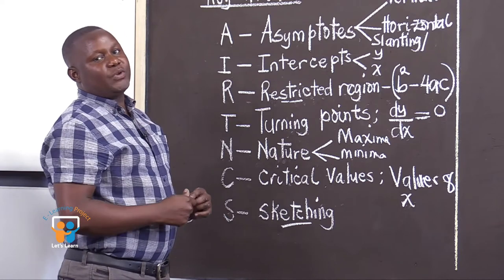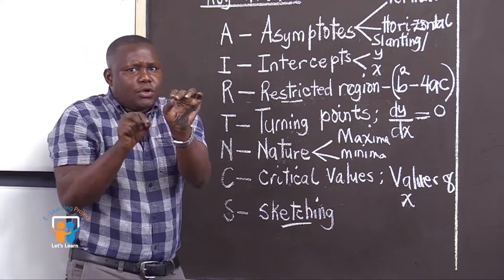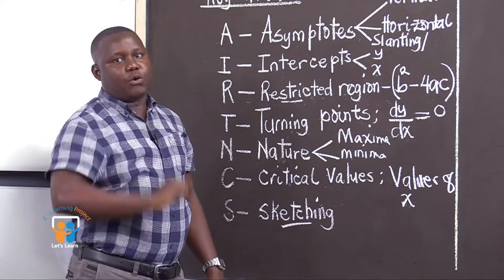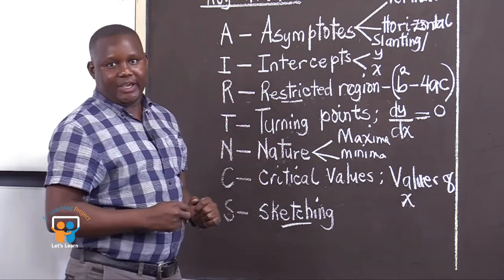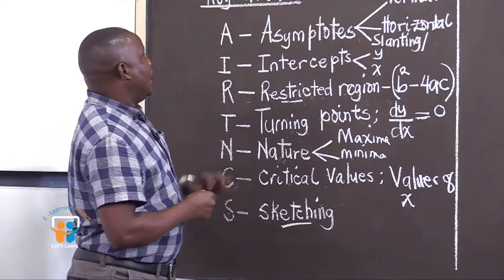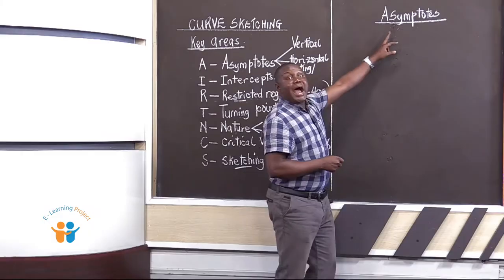Okay, now let's go through quickly. And then we see how best we can do. I don't want you to move. I can see one of you is already moving out. Please don't move. Let's go. All right? Let's move together and do this one quickly. Are we together now? Very good. Let's start off with our beautiful asymptotes.